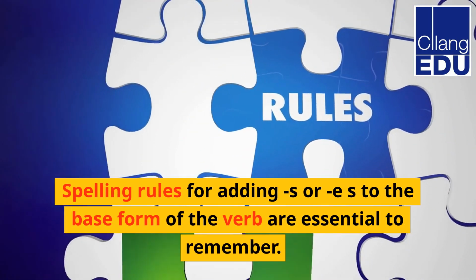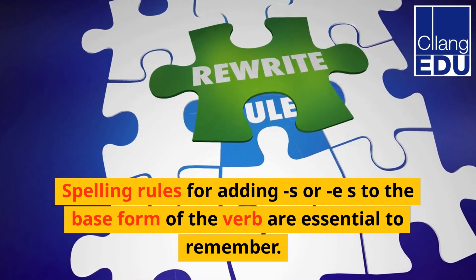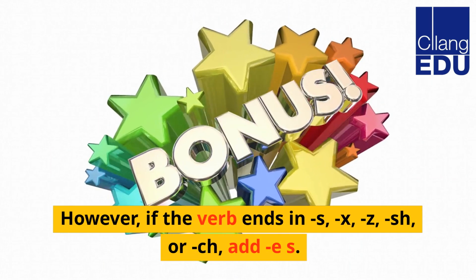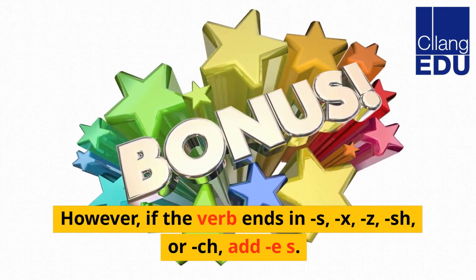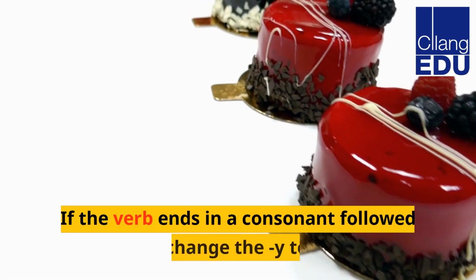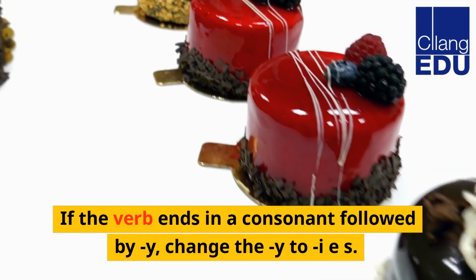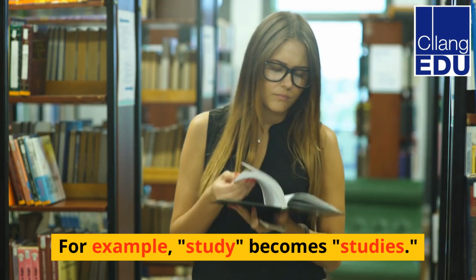Spelling rules for adding s or es to the base form of the verb are essential to remember. For most verbs, simply add s. However, if the verb ends in s, x, z, sh, or ch, add es. If the verb ends in a consonant followed by y, change the y to ies. For example, study becomes studies.